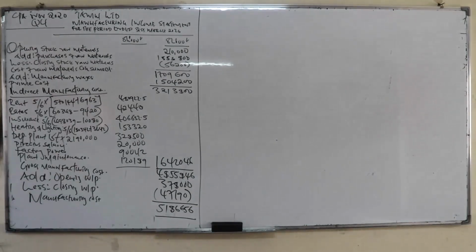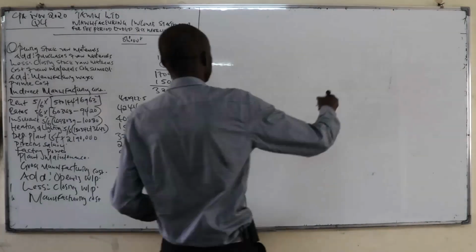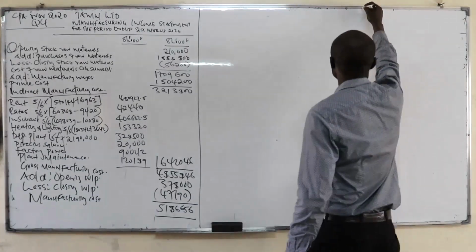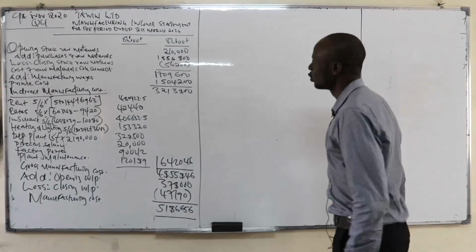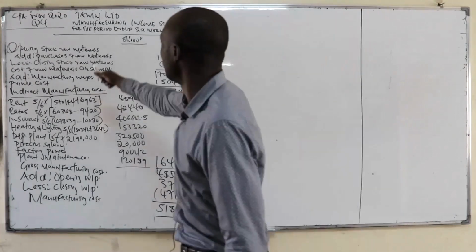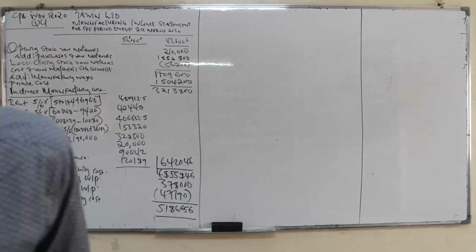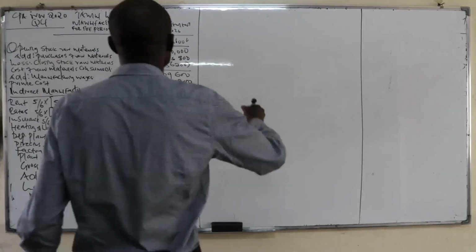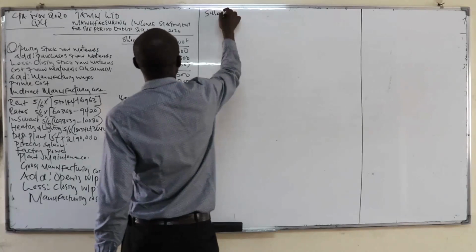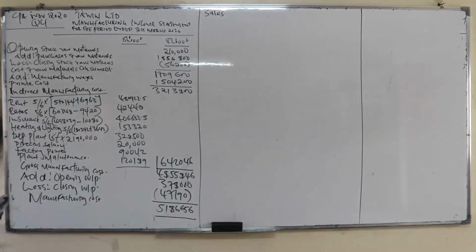Have we understood each other? Let's go to the income statement. You go to the income statement here. So you don't need to write income statement again. You've already written here manufacturing income statement. So the normal statement now, you start with the sales figure. So this is a continuation. It's still running. Okay. How much are the sales?